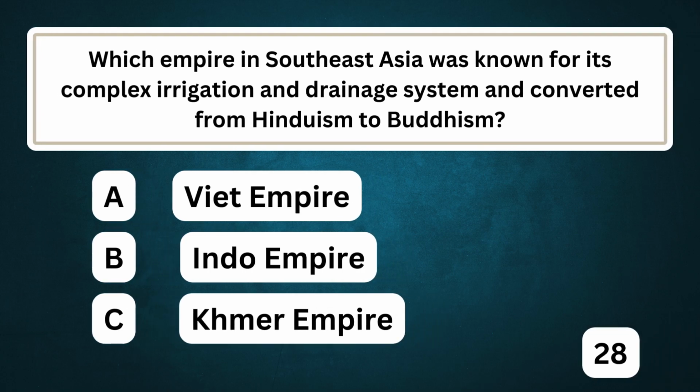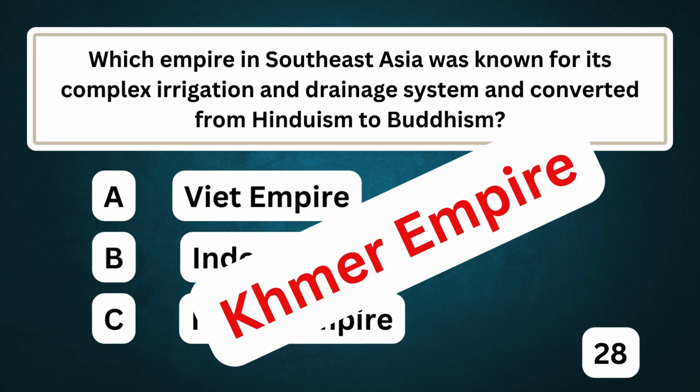Which empire in Southeast Asia was known for its complex irrigation and drainage system and converted from Hinduism to Buddhism? The Khmer Empire in Southeast Asia was known for its complex infrastructure and later adopted Buddhism.